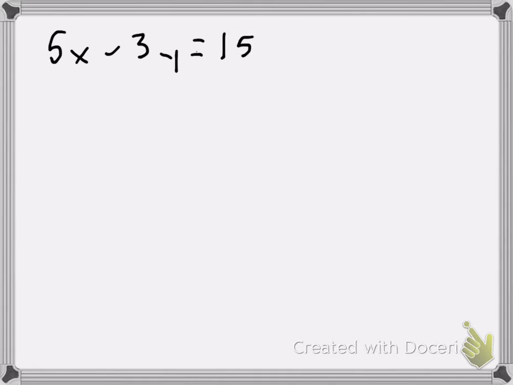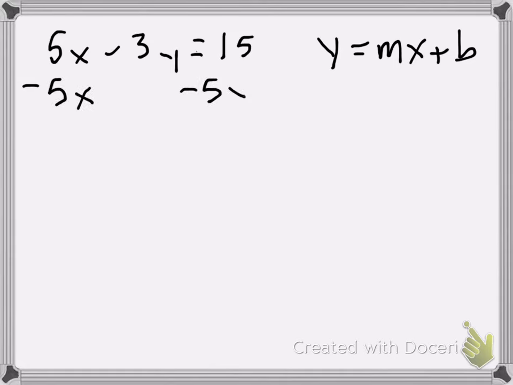But let's start by putting the equation in slope-intercept form. That means we want something that looks like this, y equals mx plus b. So we're going to get the y by itself on one side. So I'm going to start by moving this 5x over. That'll get rid of this piece.